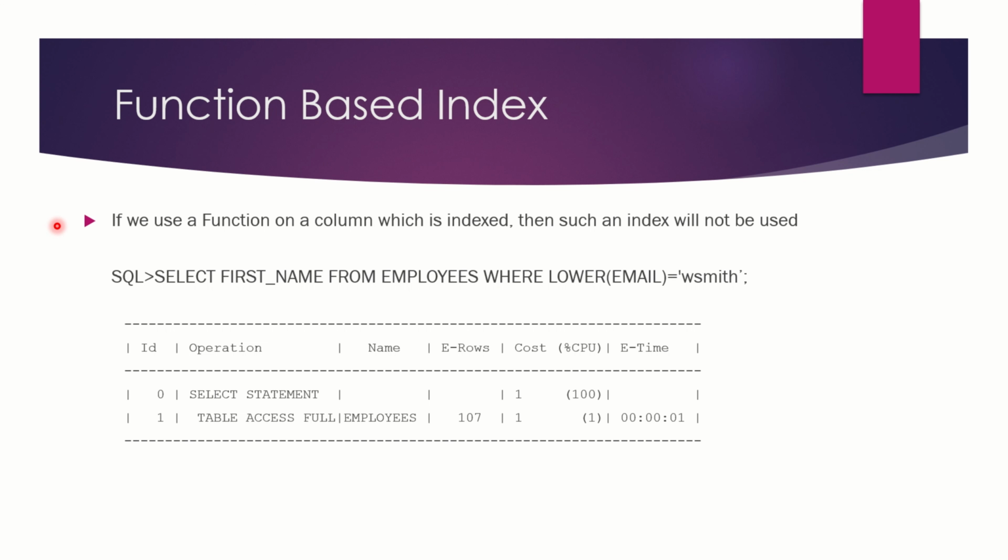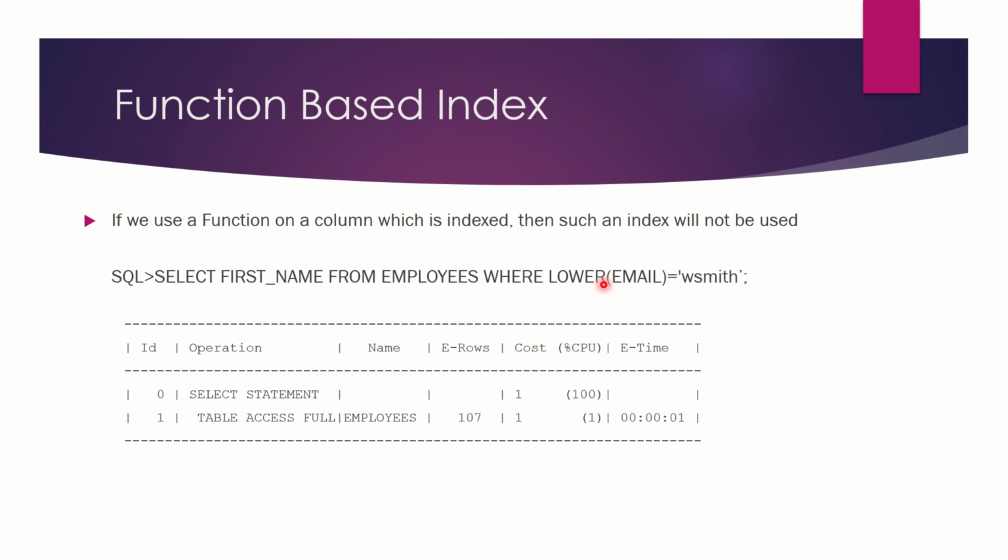The next type of index that we are going to see is the function-based index. Now, if we apply a function on an indexed column, then that index will not be picked up by the optimizer. For example, in this case, there is already an index available on the email column. And if I fire a query, say select first name from employees, where lower, the function applied on top of the email column, is equal to WS Smith, it is going for a full table scan.